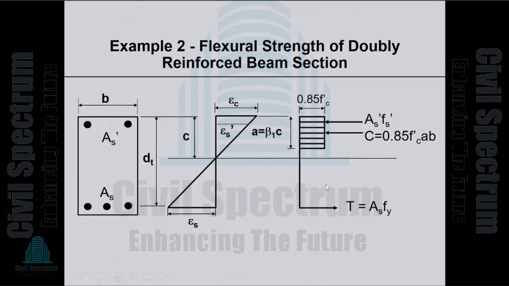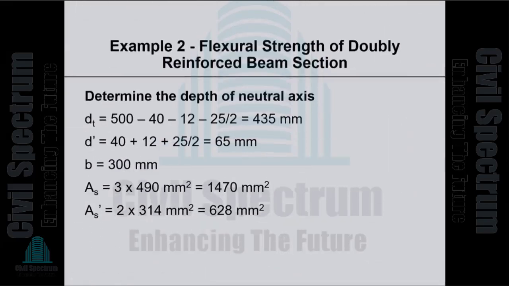The strain distribution, the stress distribution, the compression concrete force, the compression steel force, the tensile steel force, and what is not marked in the picture is the distance from the extreme compression fiber to the centroid of the compression steel, which is d prime. Okay, so now we are determining, remember from yesterday, the depth to the extreme tension reinforcement is d sub t. In the previous example, we simply called it d because there is one layer of reinforcement, it does not make any difference. d is the same as d sub t.